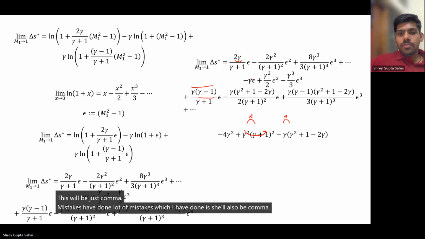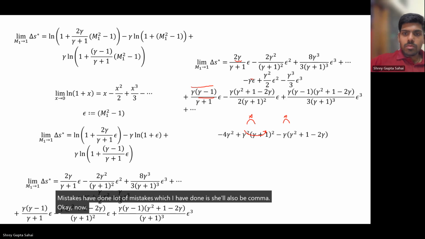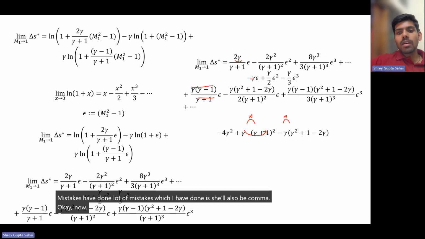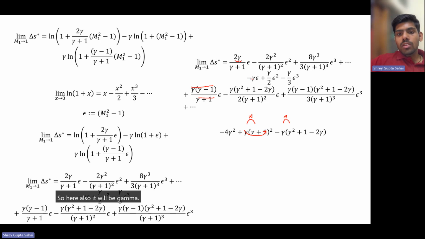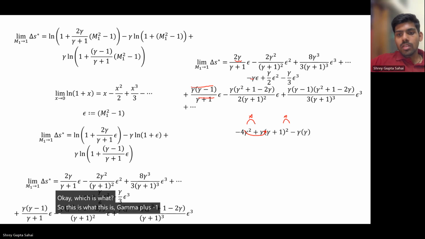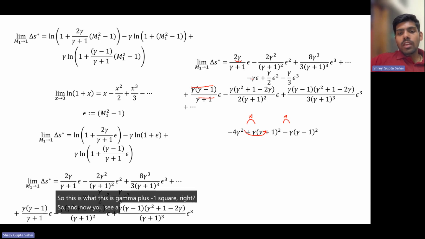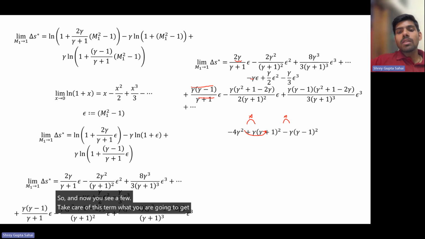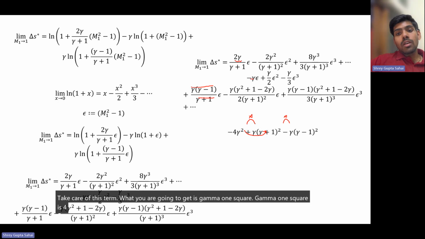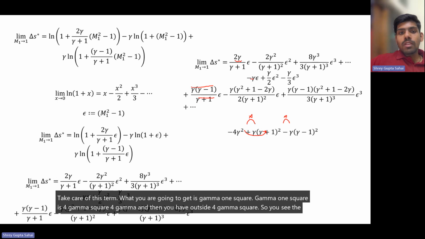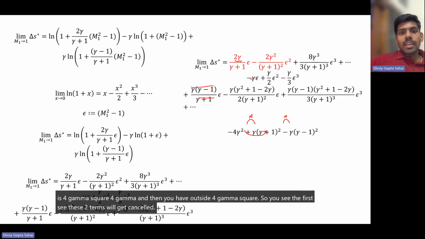Okay. Now, so here also it will be gamma. Okay. So this is gamma plus minus 1 square, right? And now you see if you take care of this term, what you're going to get is gamma plus 1 square minus gamma minus 1 square is 4 gamma, and then you have outside minus 4 gamma. So you see these two terms will get cancelled. These terms will get cancelled if they are all combined. Okay, so the first two terms get cancelled.